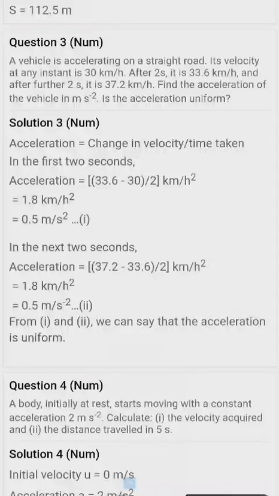And 33.6 into 5 by 18 you are getting 28 by 3, and 30 into 5 by 18 you are getting 25 by 3. So 25 by 3, 28 by 3, and 31 by 3 you are getting. So when you subtract it, you get 3 by 3 divided by 2, that is 1 by 2, 0.5. So it is uniform.